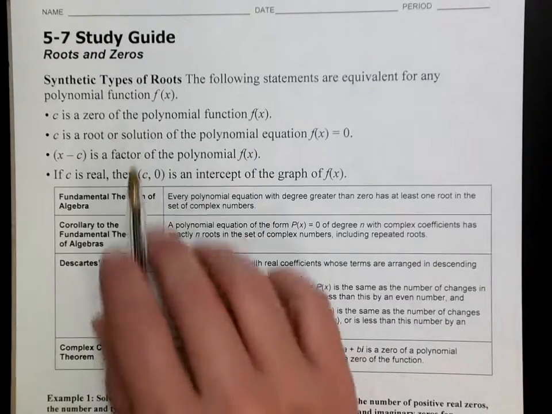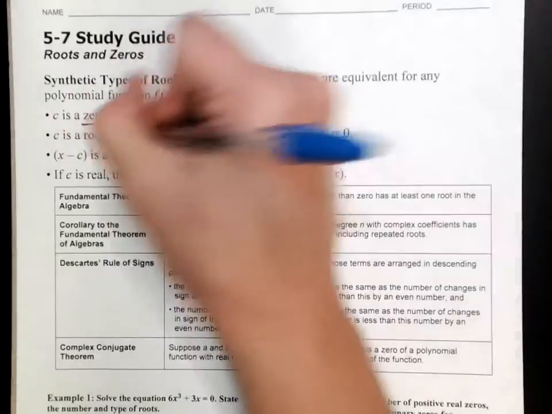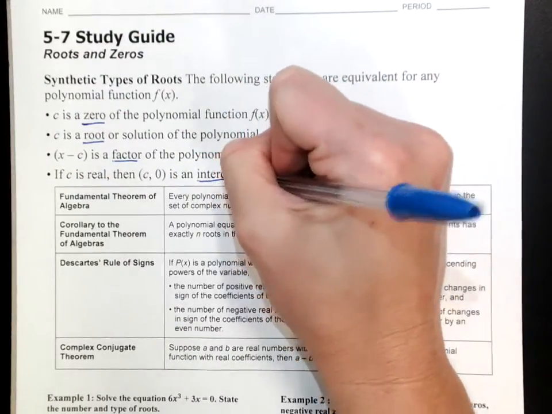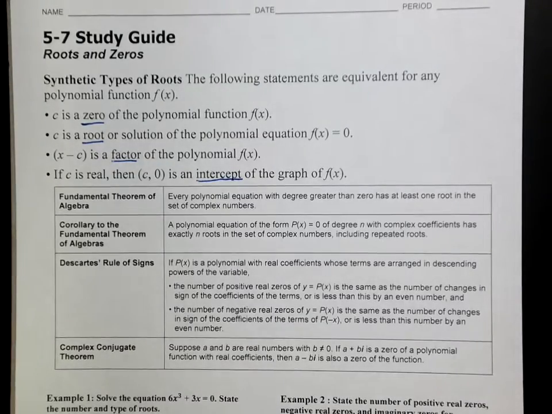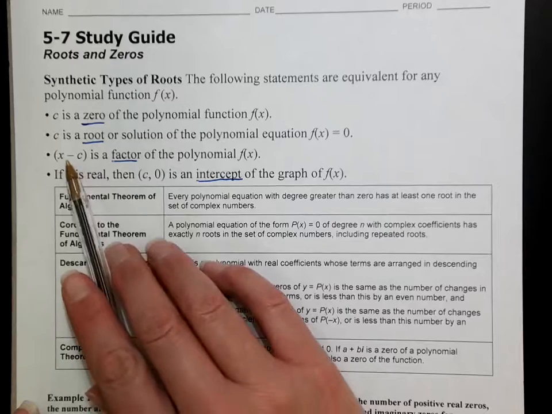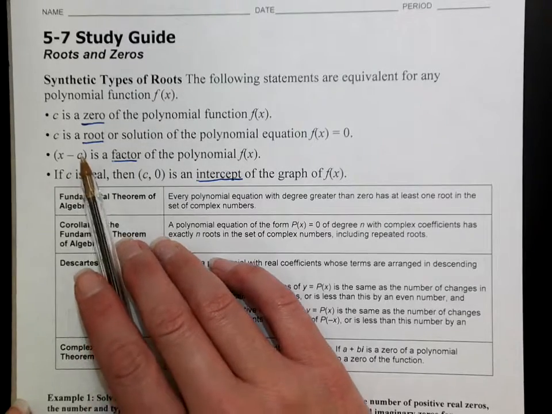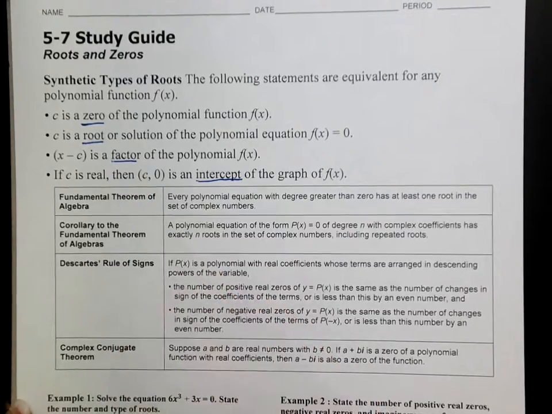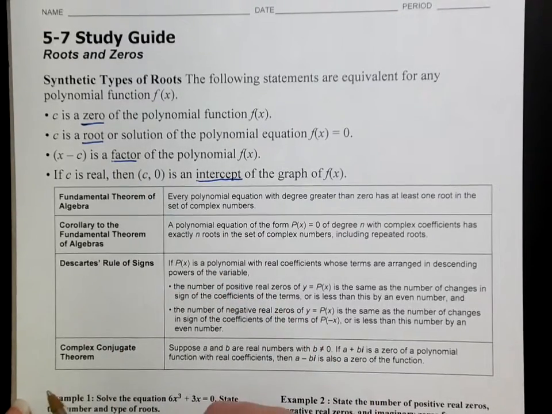Okay, so first of all, you have zeros, roots, factors, and x-intercepts are all kind of the same thing. Remember, when you factor out a polynomial, you get something like this, an x minus c. That means that c is a root, zero, and an x-intercept of the polynomial. Just like quadratics, same thing here. You should already know that.